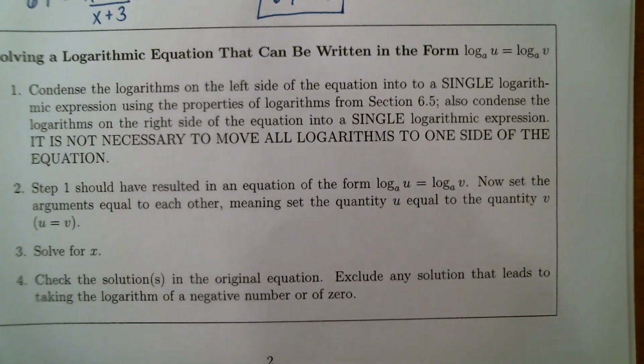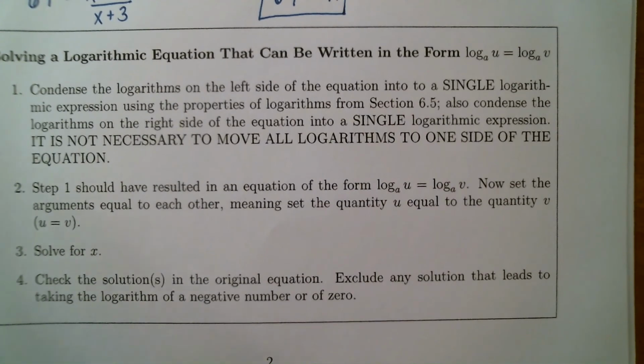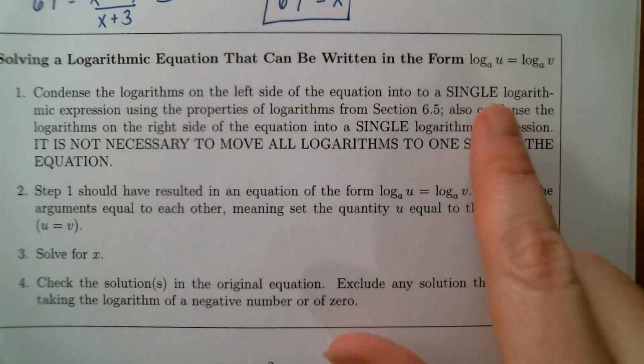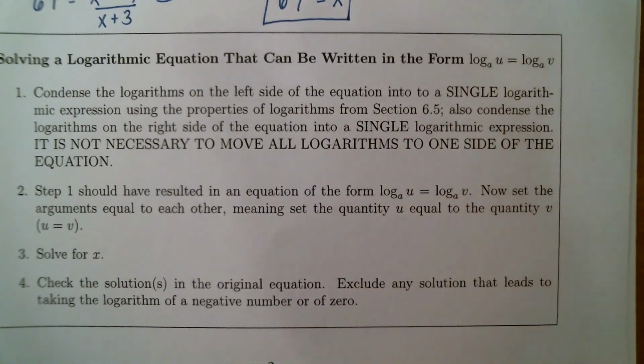Again, the equation may not come exactly like this. For example, you might have 2 logarithms on one side and 1 logarithm on the other side of the equation. And so you may have to condense the 2 logarithms on the left side to make it look like a logarithm equal to a logarithm. So we're about to explore equations that can be made to look like this: a logarithm equal to a logarithm, with the same base. Let's take a look at them. Here comes example 2.